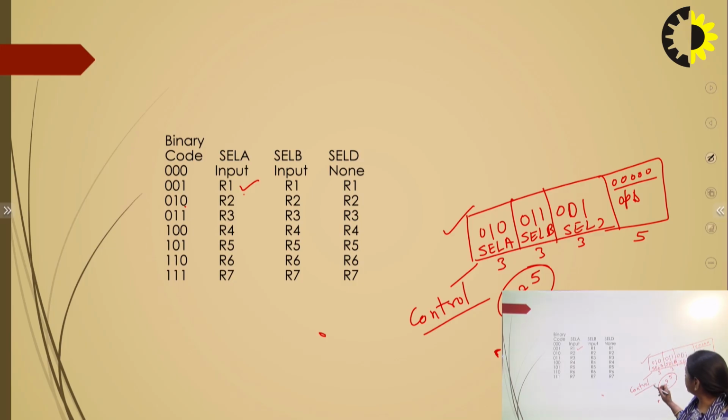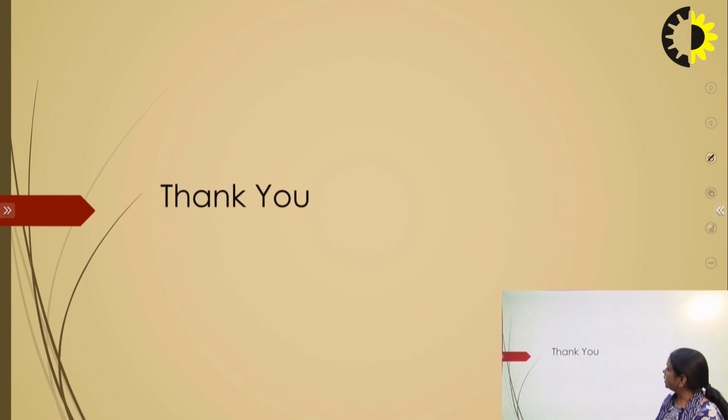Fine. So, in this way we can generate the control word, and this control word will generate the control signals. Okay. So, in this way we can generate the control word.